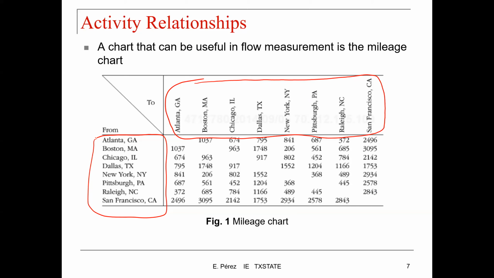So the idea here is that you list all these cities, and then you have the same cities here. So that's what's going to create these empty diagonal axes. So these two pieces of the matrix should be similar. For example, the distance between Atlanta and Boston is 1,037, which is the same distance between Boston and Atlanta, right? Same thing, Atlanta to Chicago, 674, Chicago to Atlanta, 674, and so on. So this is what is known as a mileage chart.